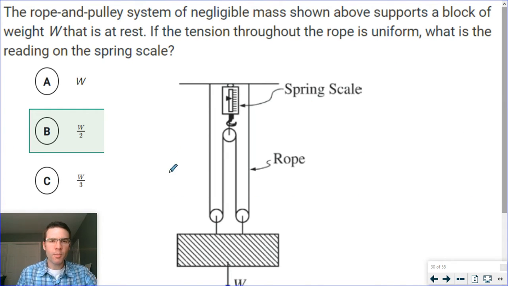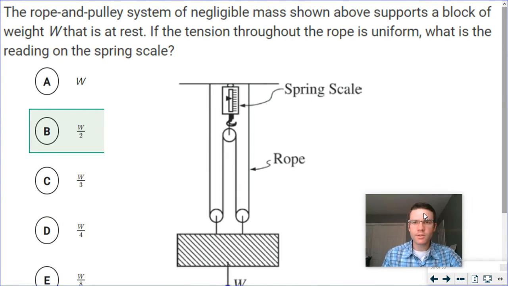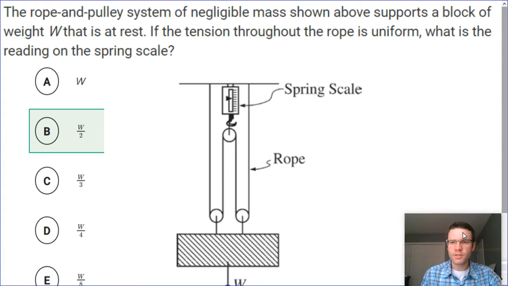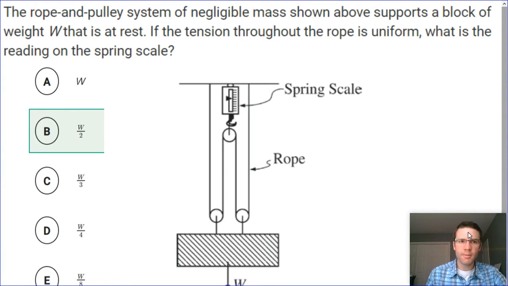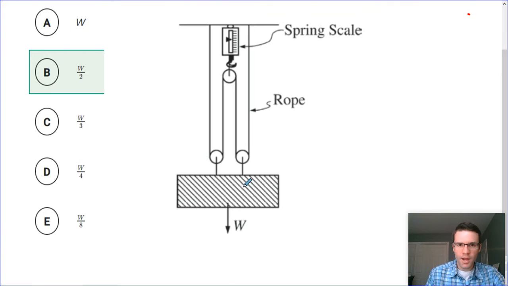Our next one: the rope and pulley system of negligible mass shown supports a block of weight W that is at rest. If the tension throughout the rope is uniform, what is the reading on the spring scale? Well, let's just take a look at our free body diagram here. It says that it supports it at rest, and that means that we're at equilibrium here.